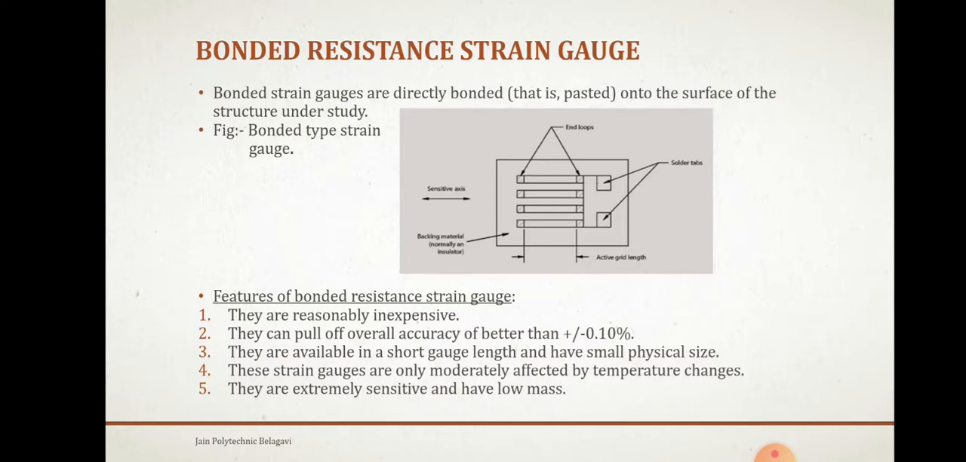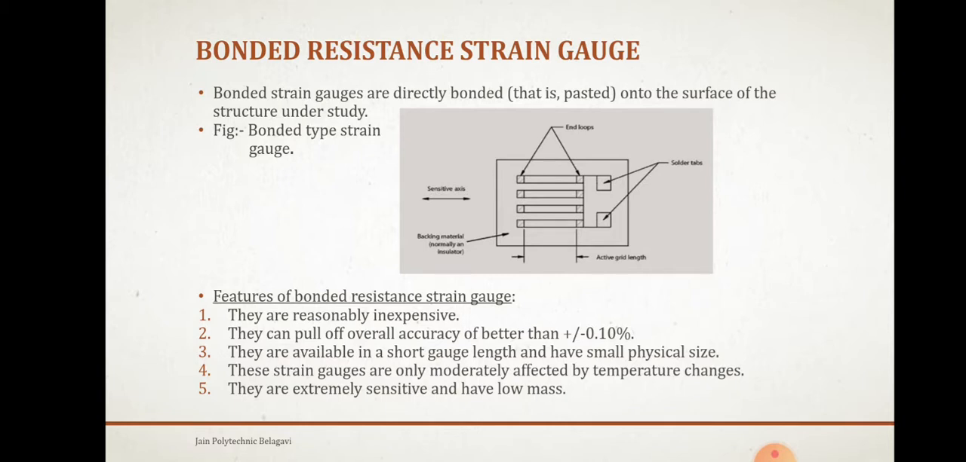Then the grid of fine wire is cemented on a carrier, which may be a thin sheet of paper, bakelite, or Teflon, the sheet on which it is placed. The wire is covered on top with a thin material so that it does not get mechanically damaged. So on top there will be a coating.